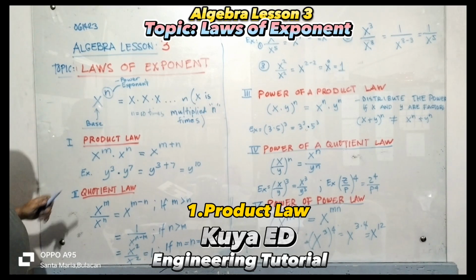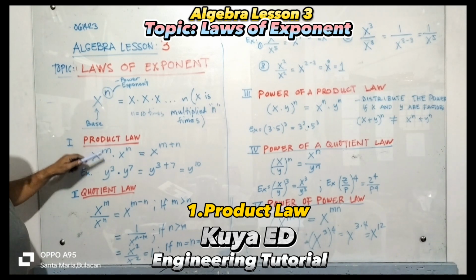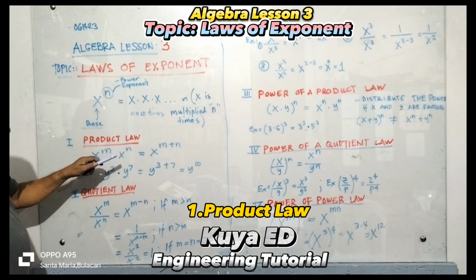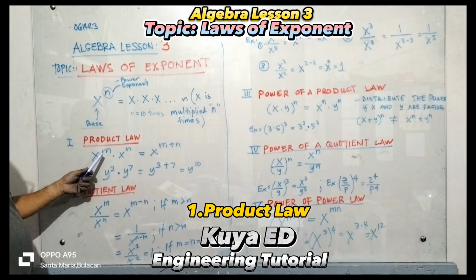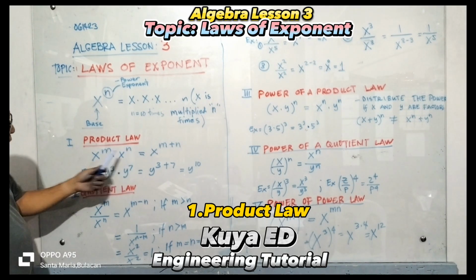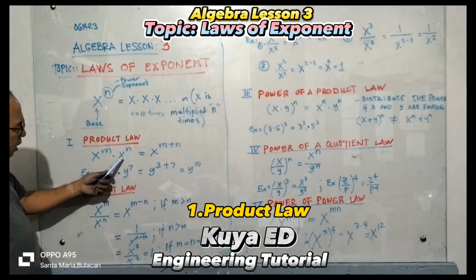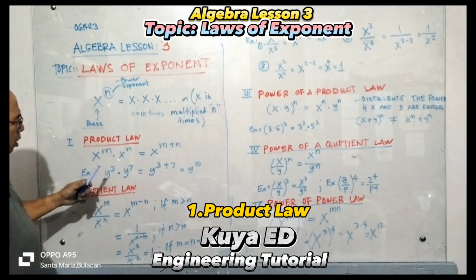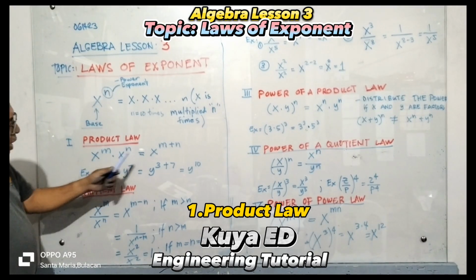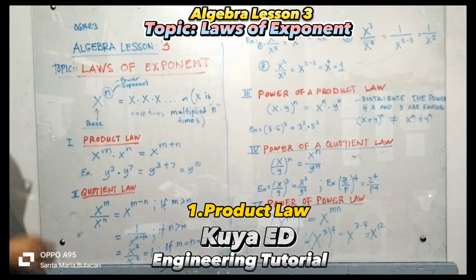So, ang product law daw, for example, ang x to the m times x to the n. So, take note, ang m dito ang ating exponent. Ang n dito ating exponent. Ang base natin ay x. Kaya pwede nating isa na lang dito ang ilagay natin. Then what we will do to the exponent, i-add na lang natin yung mga exponent nilang dalawa.